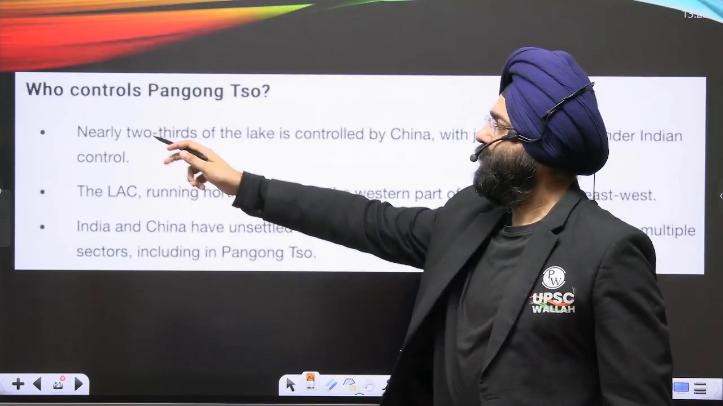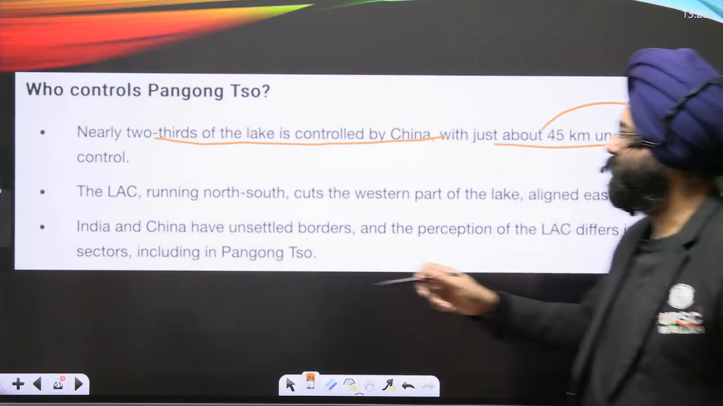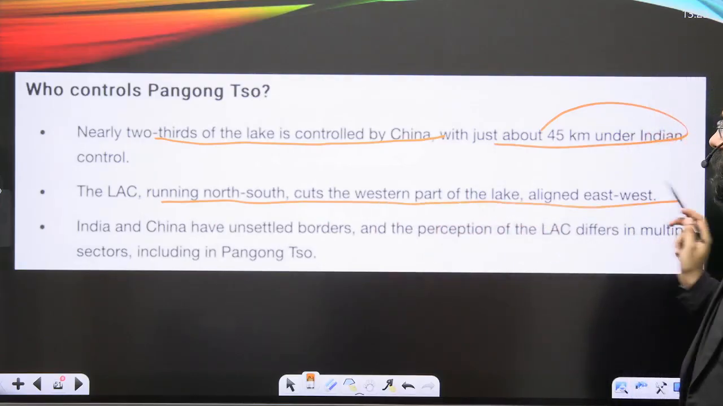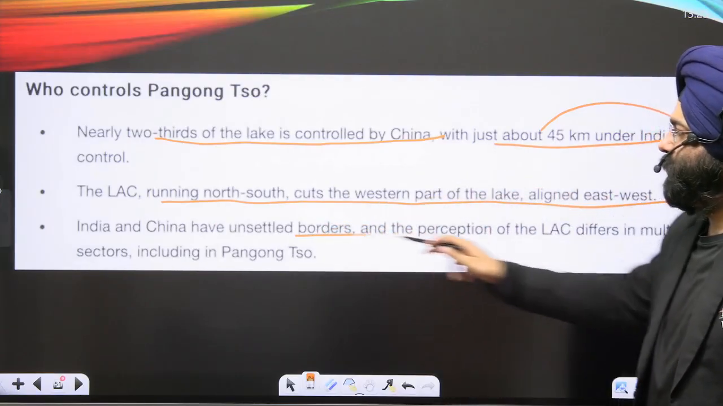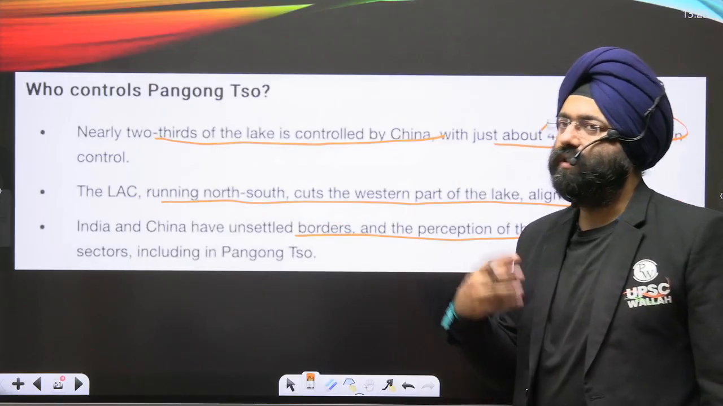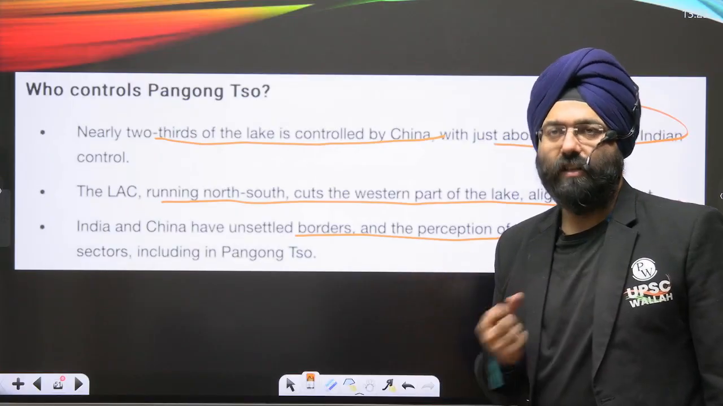Who controls the Pangong? Nearly two-thirds of the lake is controlled by China, just about 45 kilometers is under Indian control. The LAC, line of actual control, runs north-south and cuts the western part of the lake. Indo-China borders are unsettled, and the perception of the LAC differs from place to place, because China tends to claim a larger part of it, and so does India because of its territorial integrity.